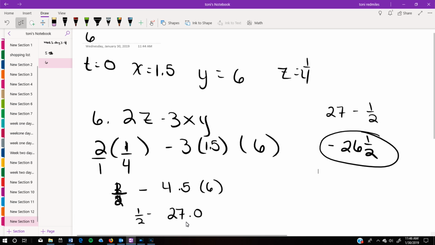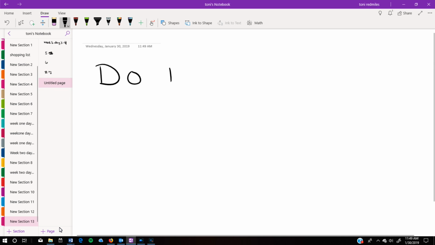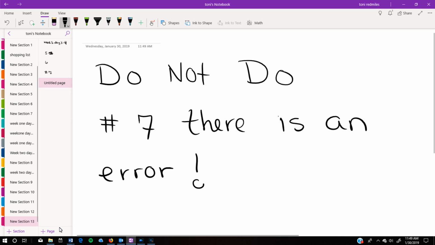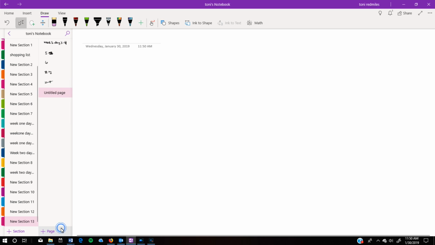All right, so that's it for the straightforward non-word problem questions, okay? So now let's do some word problems. Okay, so don't do number 7 because there is an error, okay? So number 7, do not do. If you were confused, that is why. But we can do number 8, so let's do number 8.